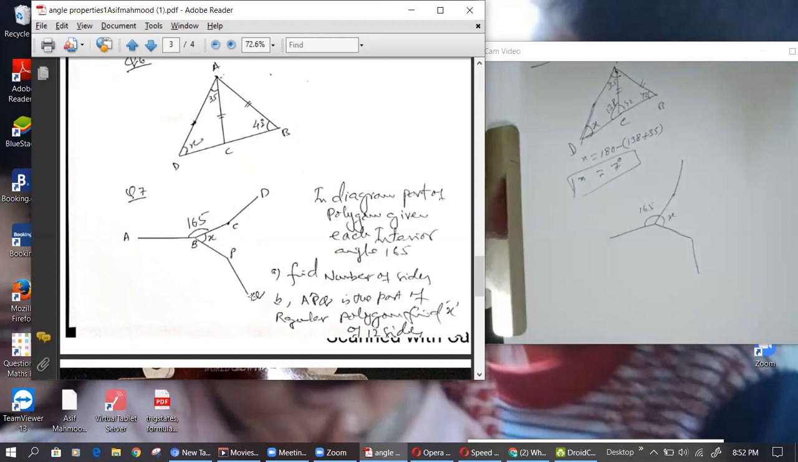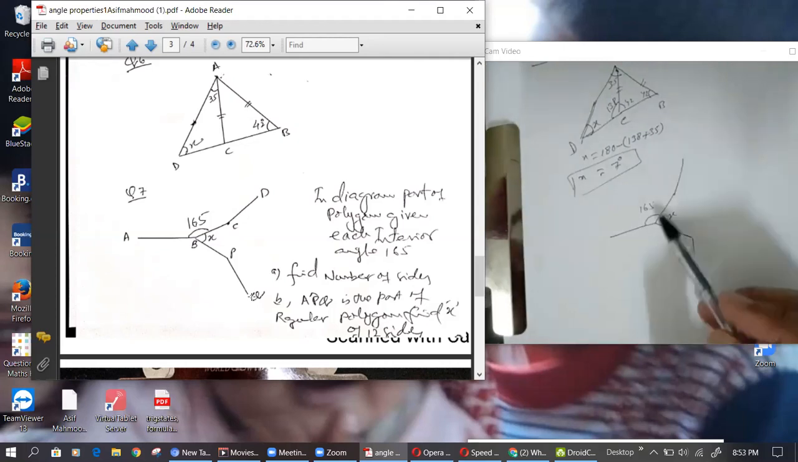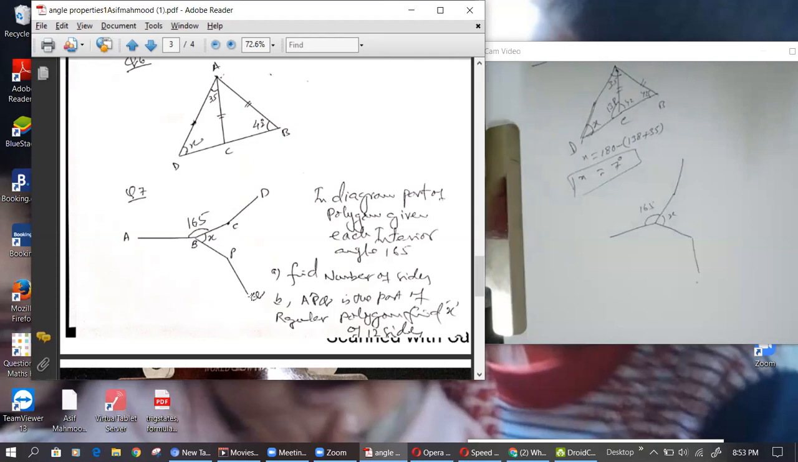Sir, one quick question. The formula for sides equals 360 divided by the exterior angle, is it only for regular figures most of the time? Yeah. Is this figure a regular figure? This is regular, this and this are both the same polygon. How do I know if it's an irregular figure? They will always write the word regular. In the diagram, the part of the polygon is given, each interior angle is 165. Each interior angle means it's regular, so all angles are 165. Find the number of sides.